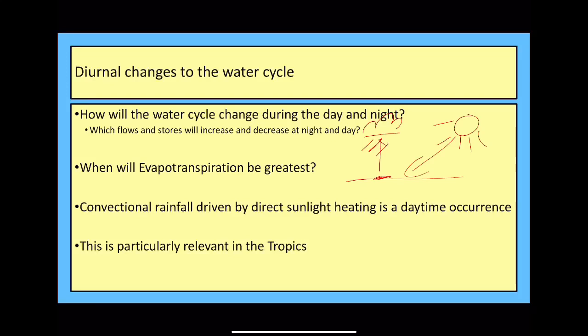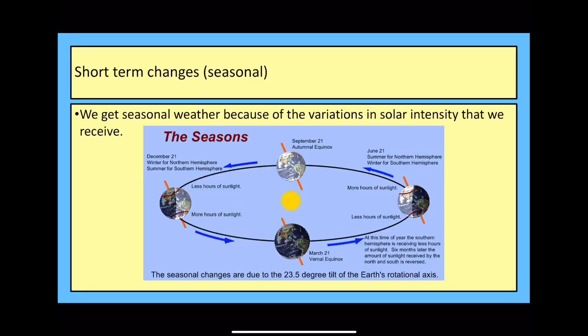So in the tropical rainforest, there's a daily cycle of rainfall. Every afternoon in the rainforest, there will be heavy rainfall because of convectional rain. The other short-term change we get, other than daily, is seasonal.